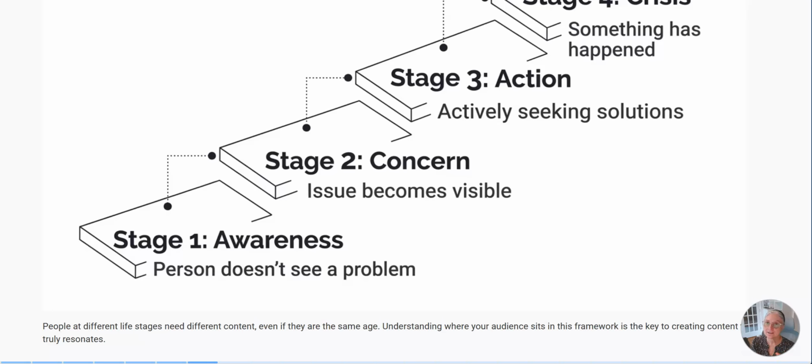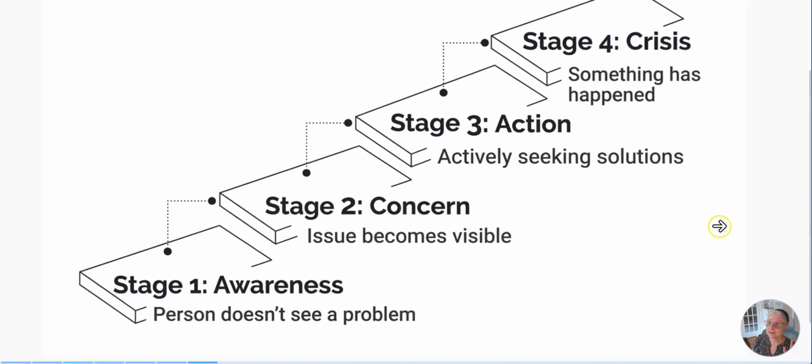Stage 2, concern. Okay, now the issue becomes visible. "Uh-oh, I saw mom slip on the rug." She didn't fall, but she slipped, or she's kind of having a hard time getting over that lip into the shower or the bathtub. Okay, the issue becomes visible.